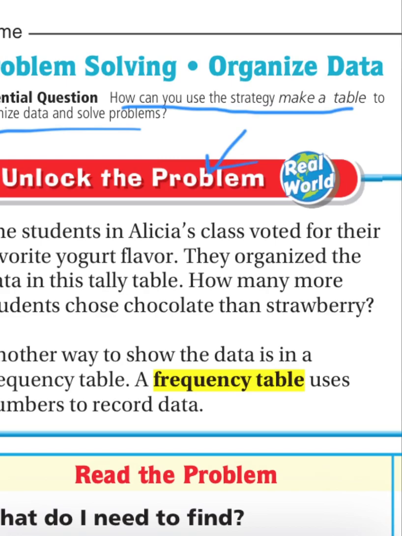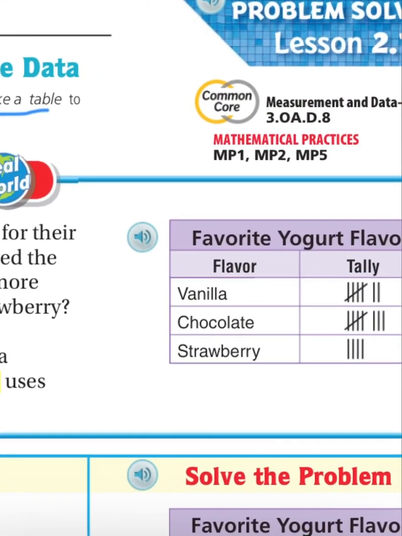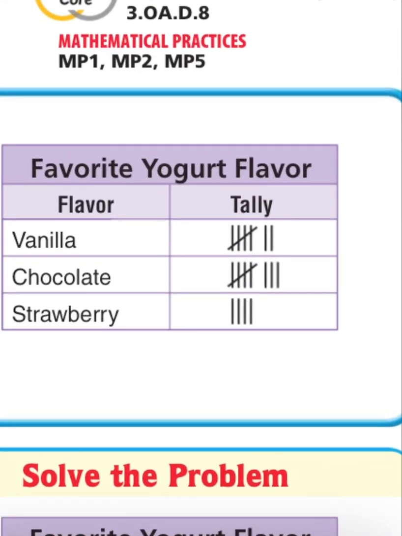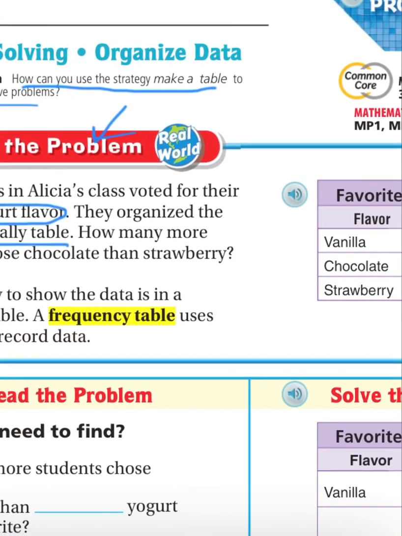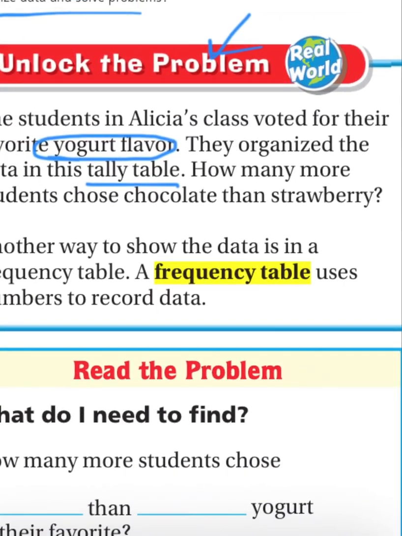The students in Alicia's class voted for their favorite yogurt flavor. They organized the data in this tally table, which is over here. So making a bunch of tally marks right down here, that's going to be called a tally table. How many more of something than something tells us we'll end up doing a subtraction problem. How many more students chose chocolate than strawberry?